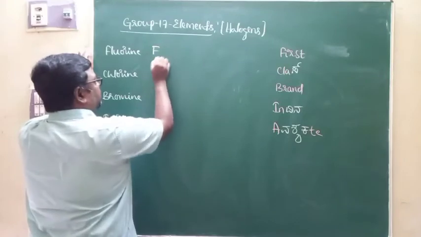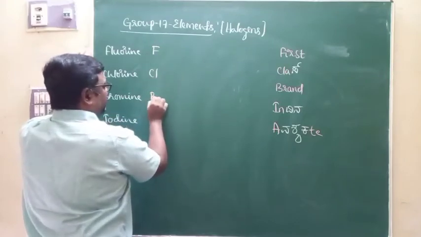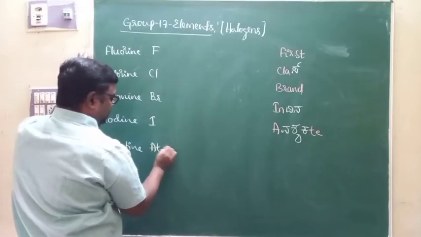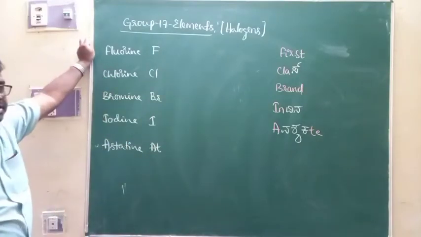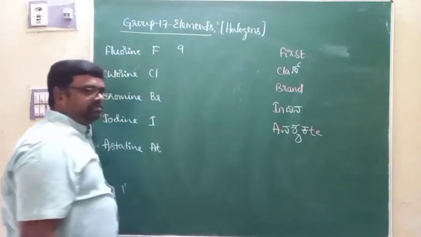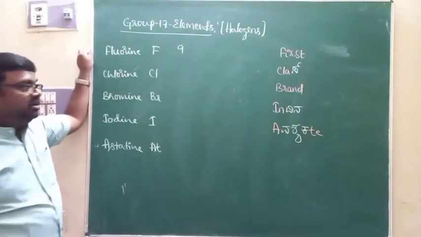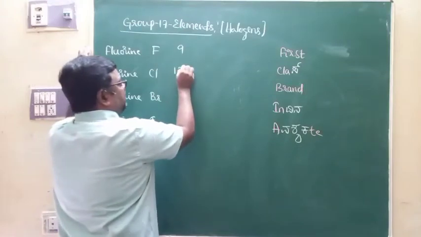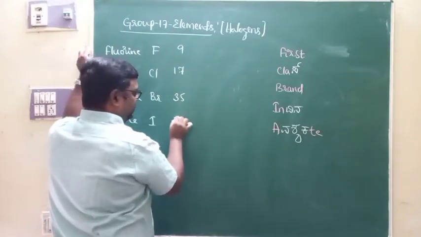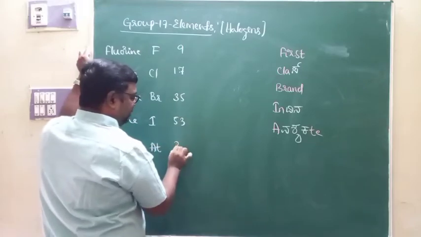Symbol is of course F, and it is Cl, and it will be Br, and it will be I, and of course it will be At there. This is what we call the symbols of the elements. Atomic number is as usual 9 there. Add 8 to it, that will be 17. Add 18 to it, it will be 35. Add 18 to it, it will be 53. Add 32, it will be 85.